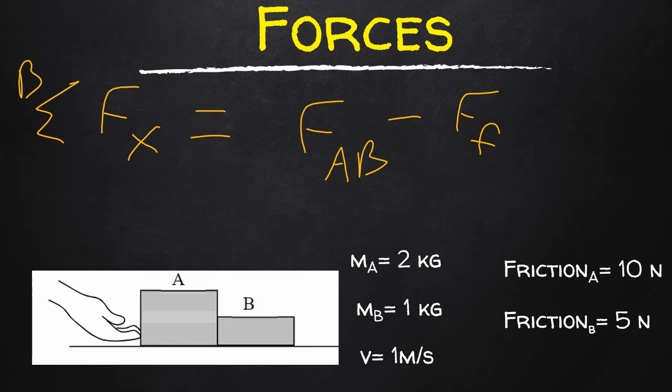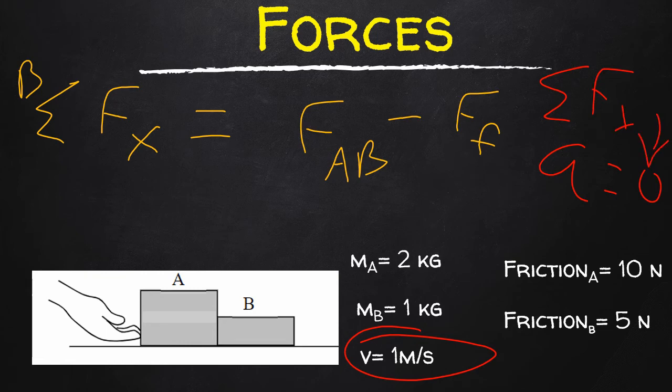But that's okay, because there was one other piece of information we haven't yet used. And that is, right here, the velocity. It has a velocity of 1 meter per second. If it has a constant velocity, what does that mean about acceleration? Since acceleration is the change of velocity, if velocity doesn't change, acceleration must be 0. And by consequence, that means that the net force in the x direction has to be 0 as well.